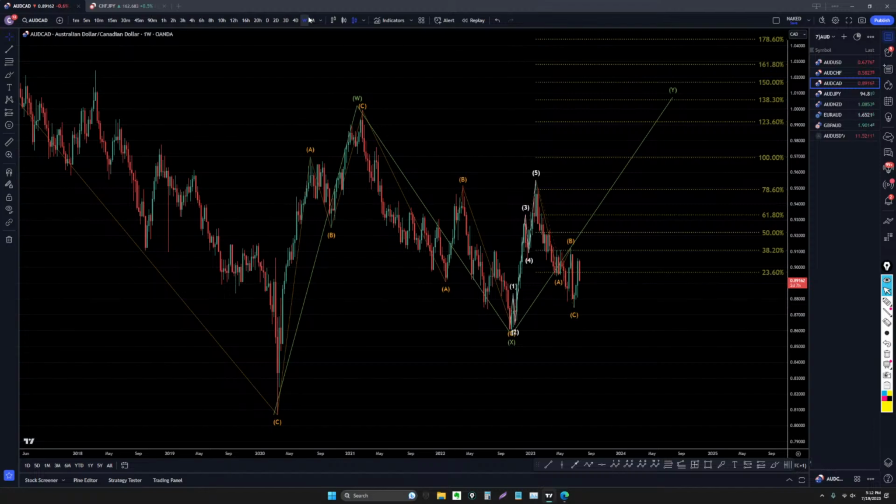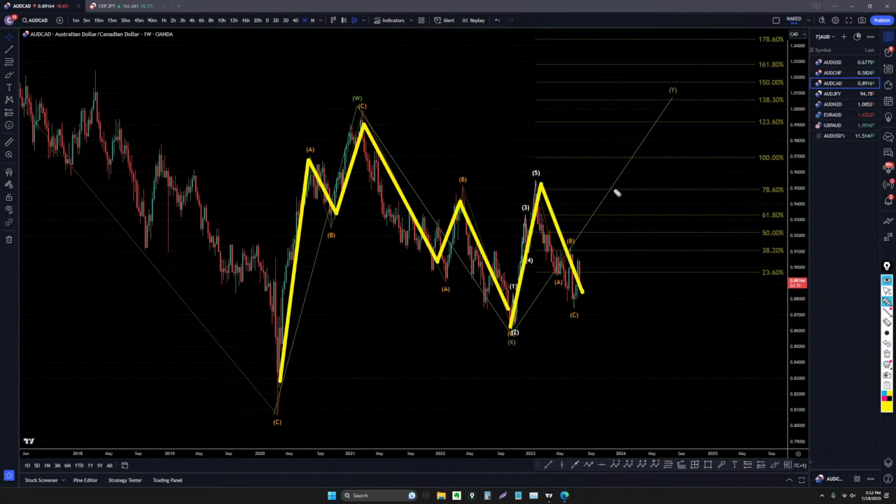Man, that thing does not want to go up, does it? I'm starting to wonder if it's just going to keep on going down. I still feel like it looks like a big WXY pattern. It still looks like 3 waves up, and 1, 2, 3 waves down, which should lead to another 1, 2, 3 waves up.